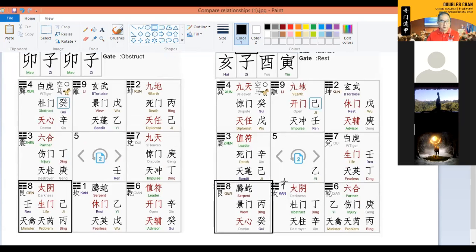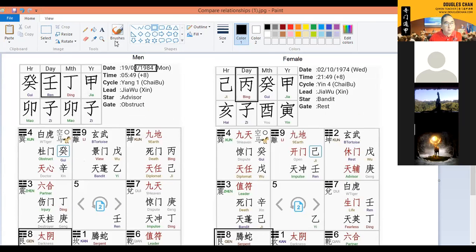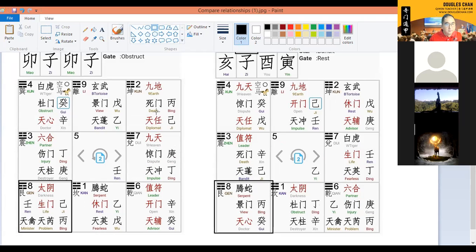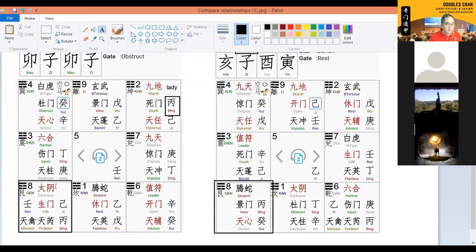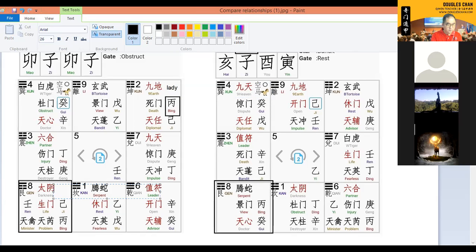This is from her perspective. So we know that this lady is a Bing. So we need to find where is the Bing in the man. So this is the lady here. Over here, this is the lady. So here is the man. So if I just base on these two pairs, both are in harmony. Why? 2 is Earth, 8 is Earth. Both of them are okay.